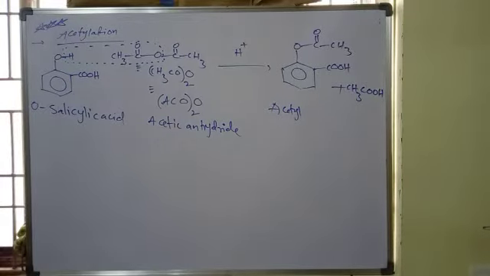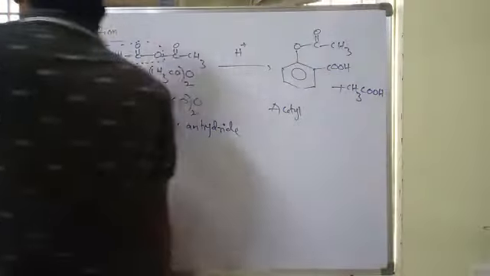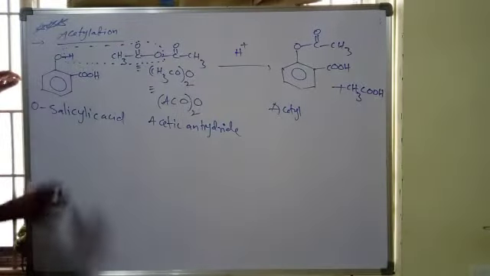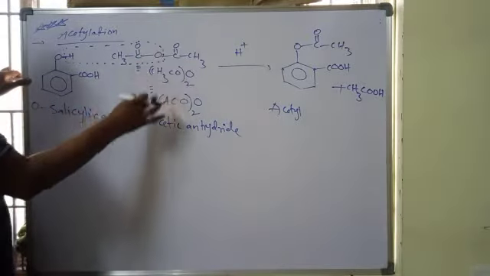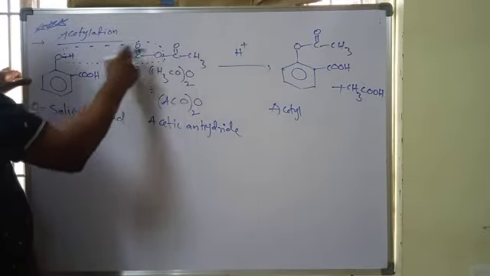So this is the acetylation reaction. In the acetylation reaction, orthosalicylic acid reacts with acetic anhydride. Now this is the acetic anhydride.